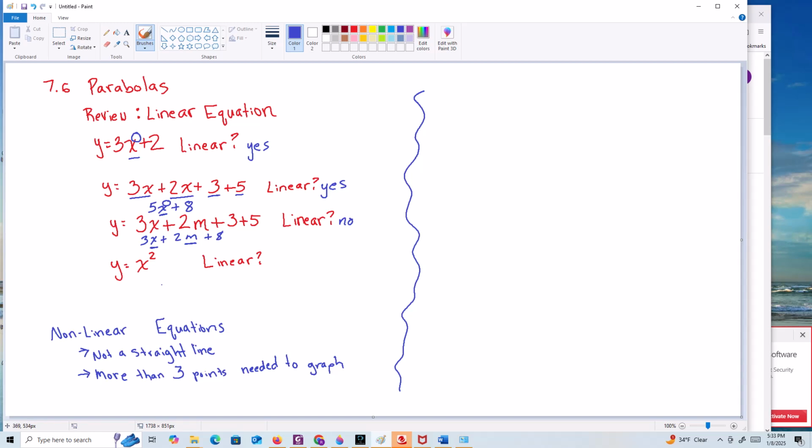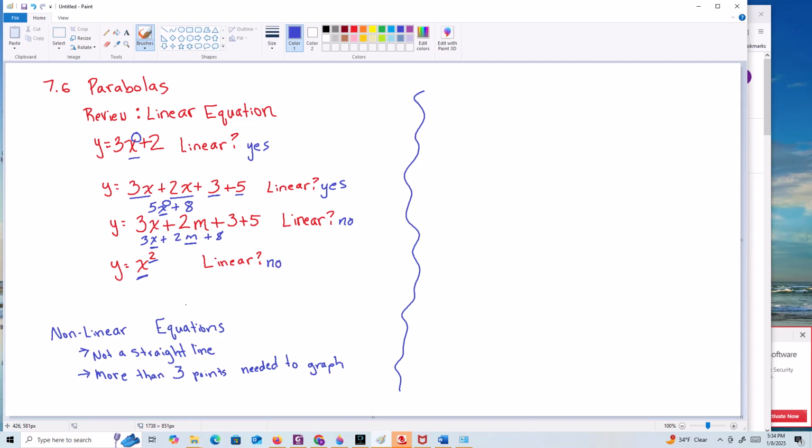So no, it's not. Now y equals x squared in this last example. Well, I'm back to an example where I only have one variable. So now I need to look at the exponent, and that exponent is a 2, which is greater than 1. So this too is not a linear equation.